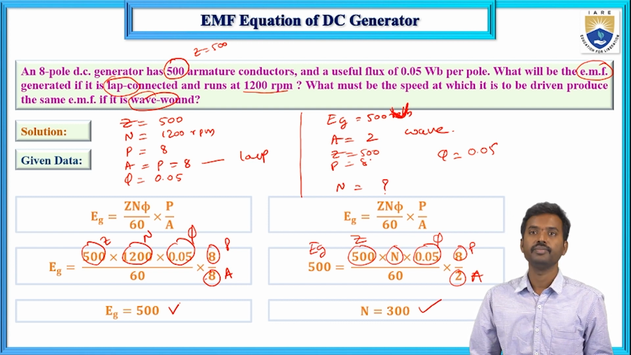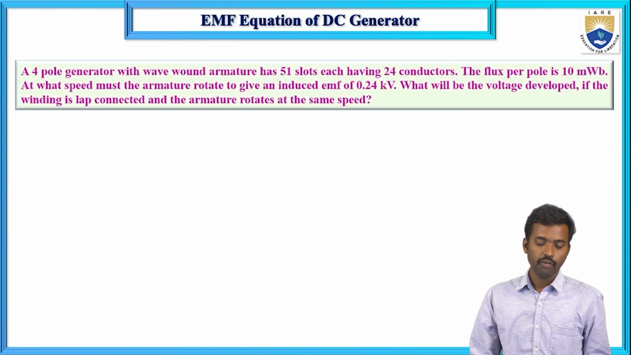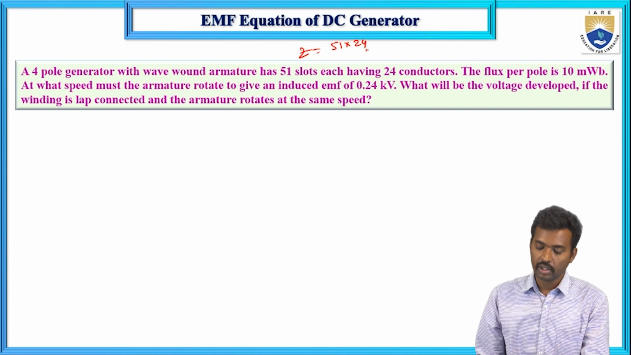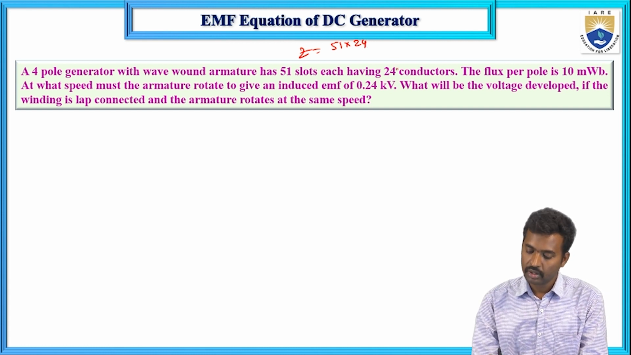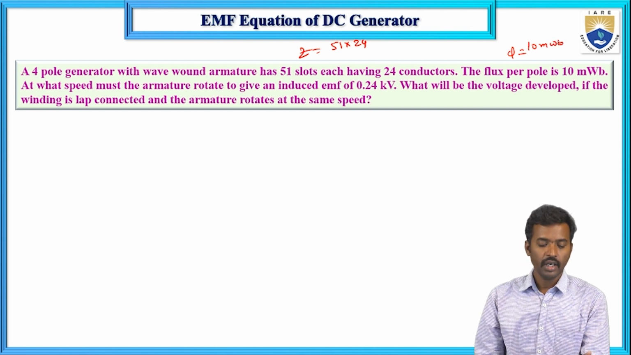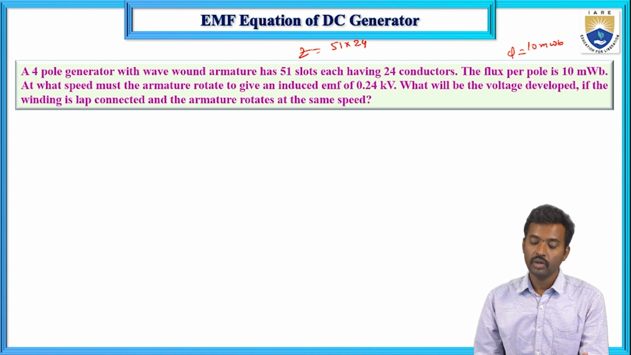Now next problem. A 4-pole DC generator with wave wound armature has 51 slots, each slot having 24 conductors. Here Z equals 51 into 24. In each slot they accommodated 24 conductors, and the flux per pole equals 10 milliwebers. And at what speed must the armature rotate to give the induced EMF 0.24 kilovolts?